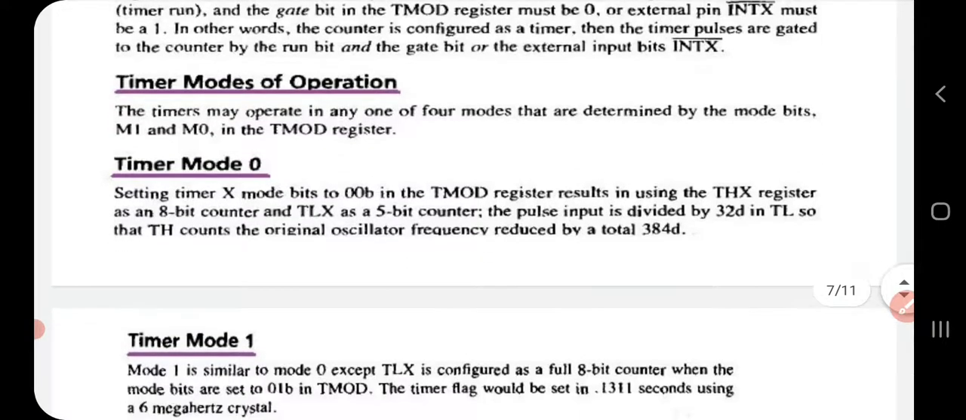timer mode 0. So for each of those headings you have to specify and write one or two sentences and draw the circuit diagram. So first is timer mode 0.